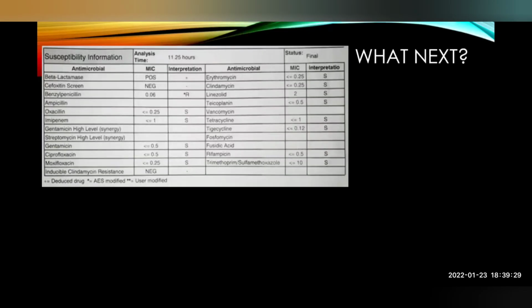So after the next day you got this report. This is the report you have received, so what will you be suspecting with this report? What do you have to look at in the AST report? First, you will be looking at the cefoxitin screen test. If it is negative, what does it indicate? It is methicillin sensitive Staphylococcus aureus. This is a case of MSSA infection. And one more clue is that your oxacillin is also sensitive. It is a strain of MSSA and not MRSA.